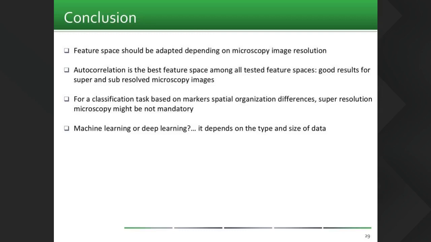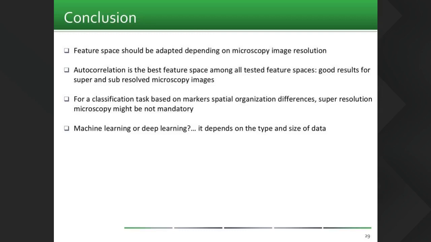And the third point that is very important for such classification tasks: if we are classifying between healthy and unhealthy cells based on differences in spatial organization, usually we think that we need super-resolved images and to localize the points correctly to achieve good performance. But in this study, we showed that even if we have low-resolution microscopy images, we can apply the textural approach and have good classification performance between the two classes of cells based on spatial organization differences.